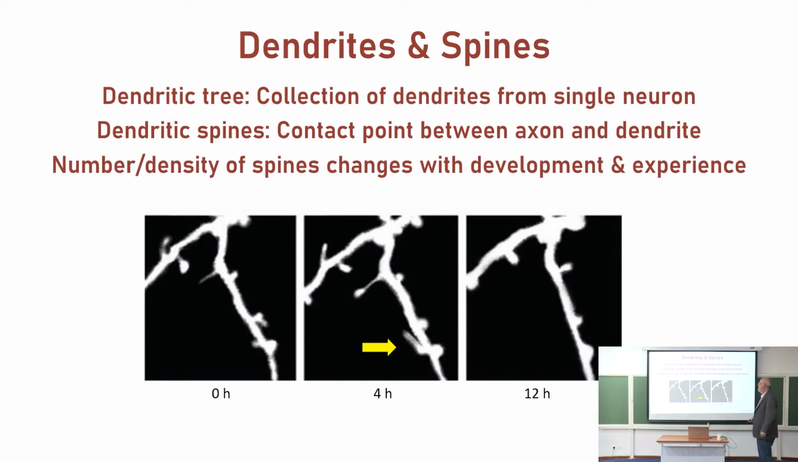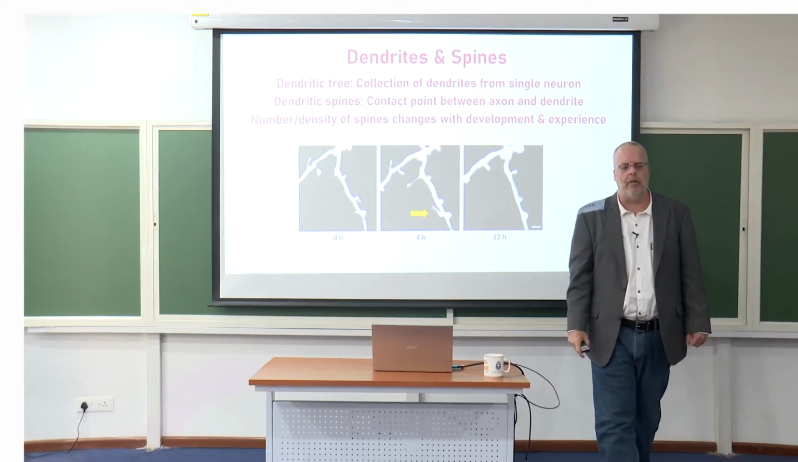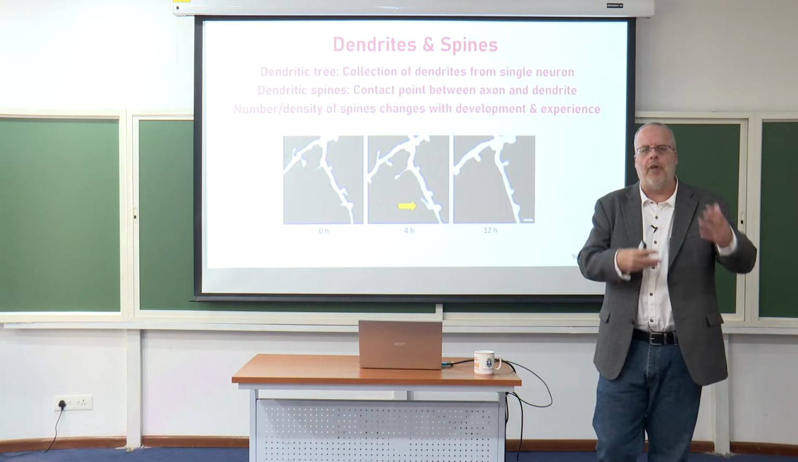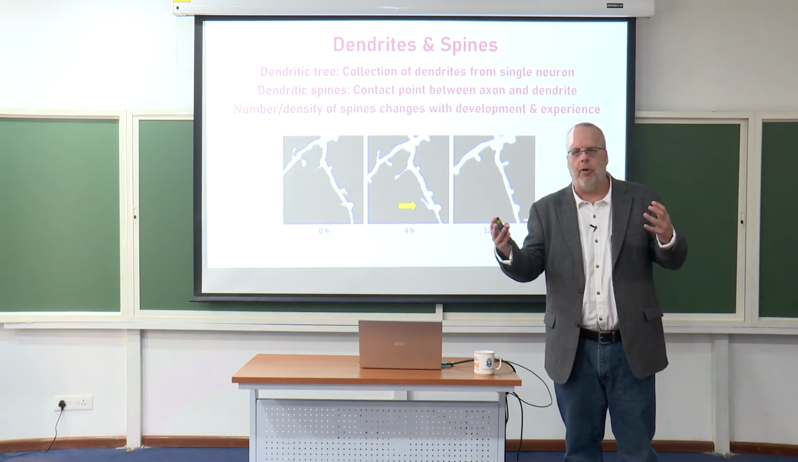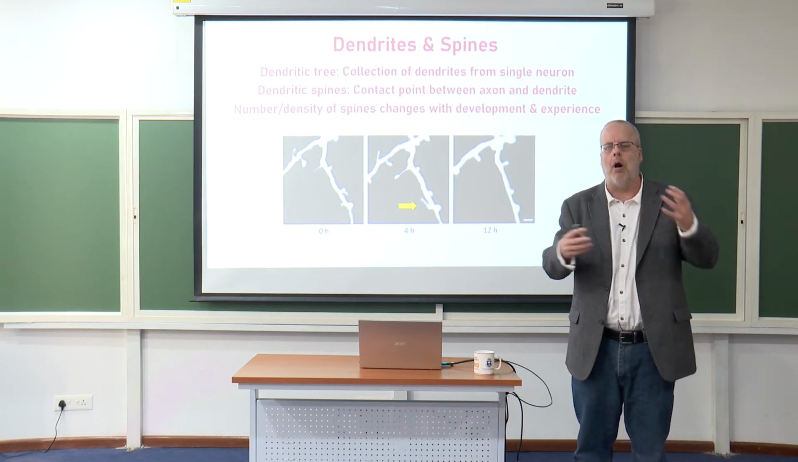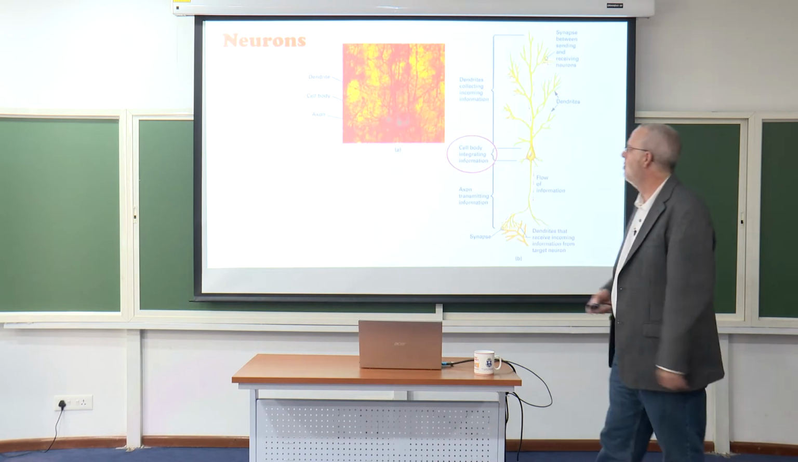So here's just an example. Over 12 hours, this is a real dendrite, and we can see changes. We have a spine that's grown here. We have another spine that's grown here, but it disappears by 8 hours later. So again, as you develop, as you experience the world, your brain is constantly being modified as a result.